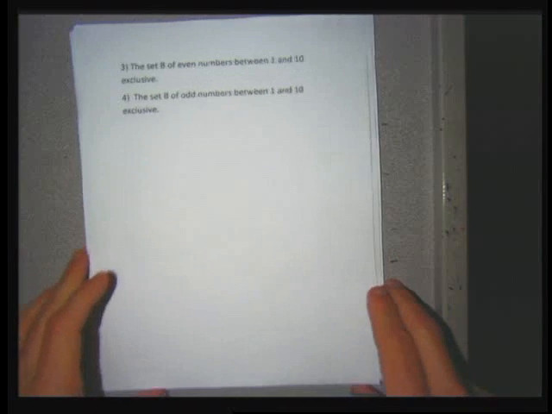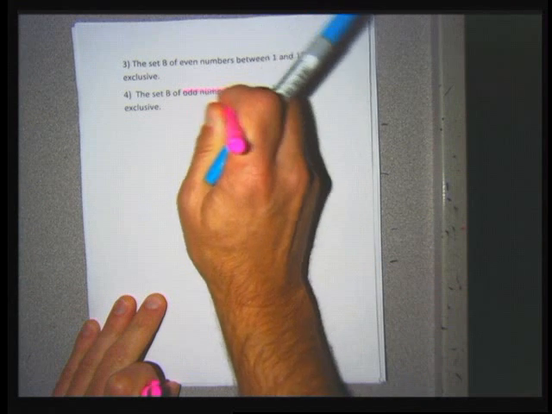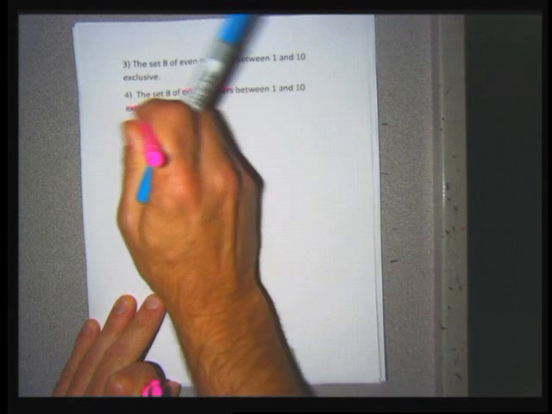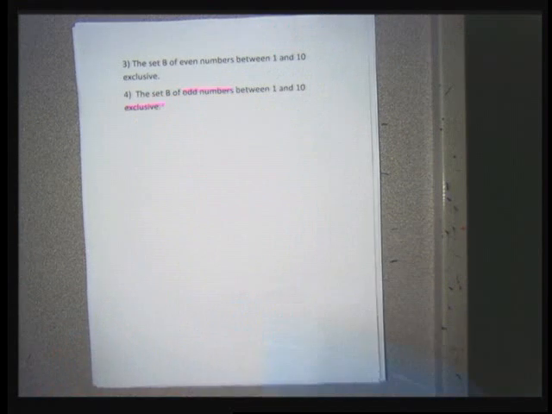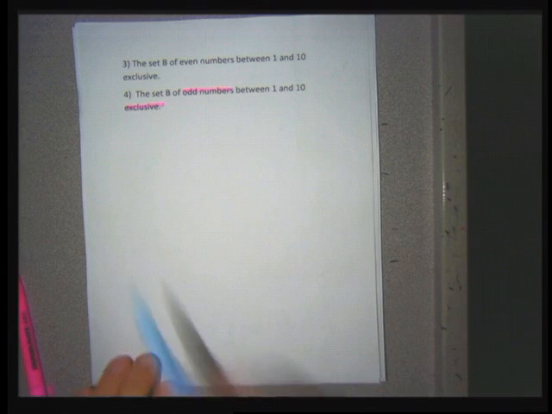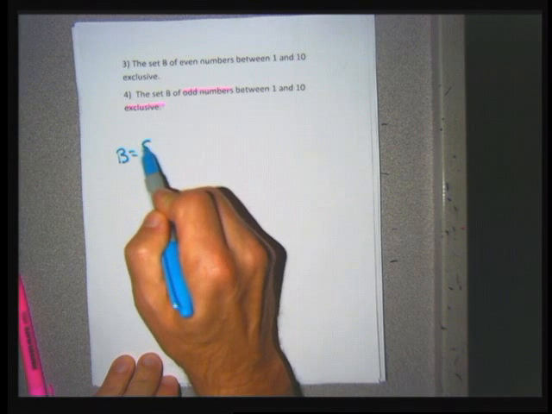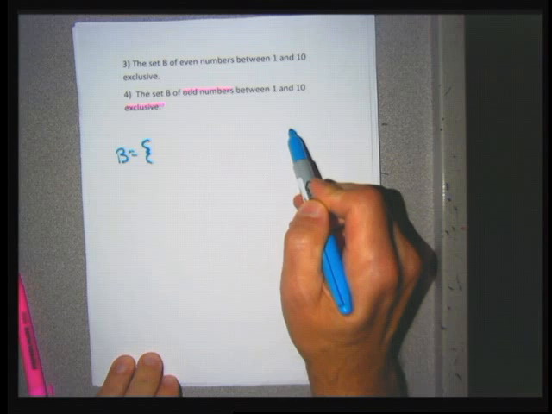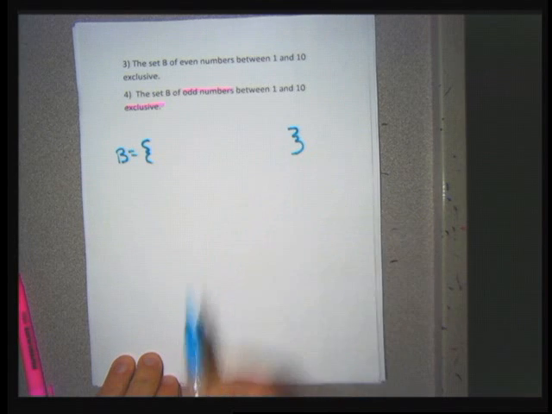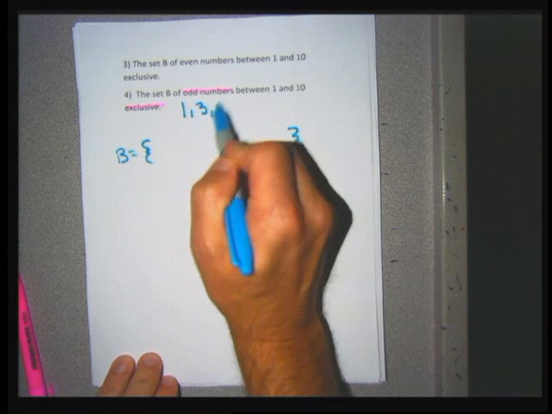For question 4, I'll do the same thing. The problem almost looks the same because I'm supposed to write the set of odd numbers between 1 and 10, and now it's exclusive. So I'm not going to include the 1 nor the 10. So to do number 4, I'm going to write B equals, and I have to have the set braces, otherwise what I've written isn't a set. And then I'm going to write all the odd numbers between 1 and 10.